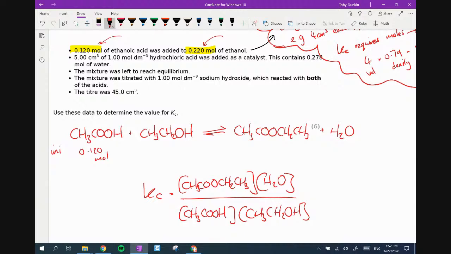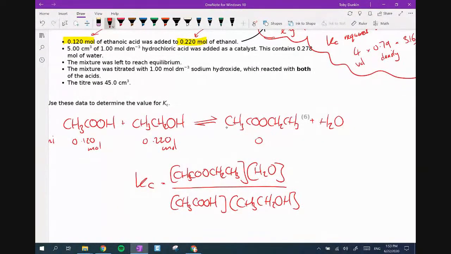They've been very nice to us. And 0.220 moles of that one. I've got 0 of that. Now, here's the clever bit. The hydrochloric acid is 1 molar.